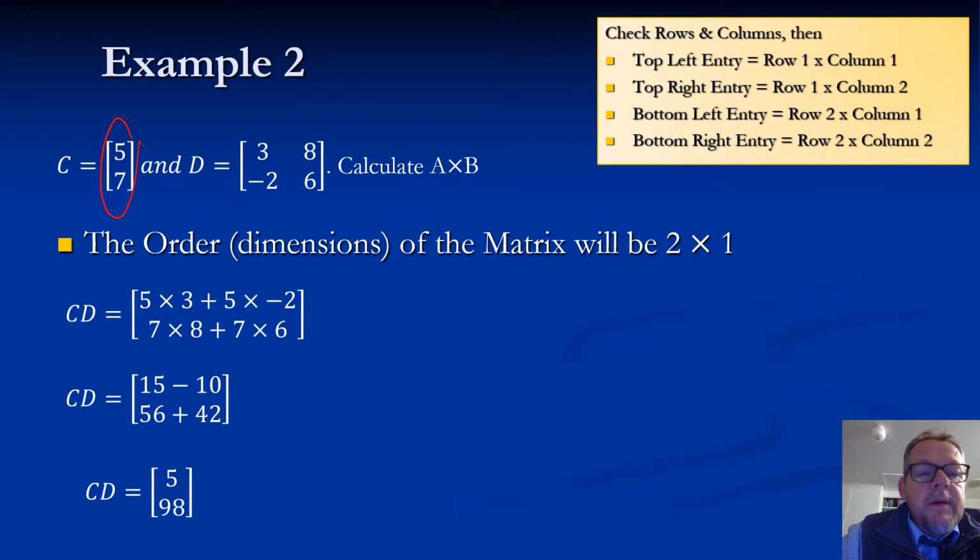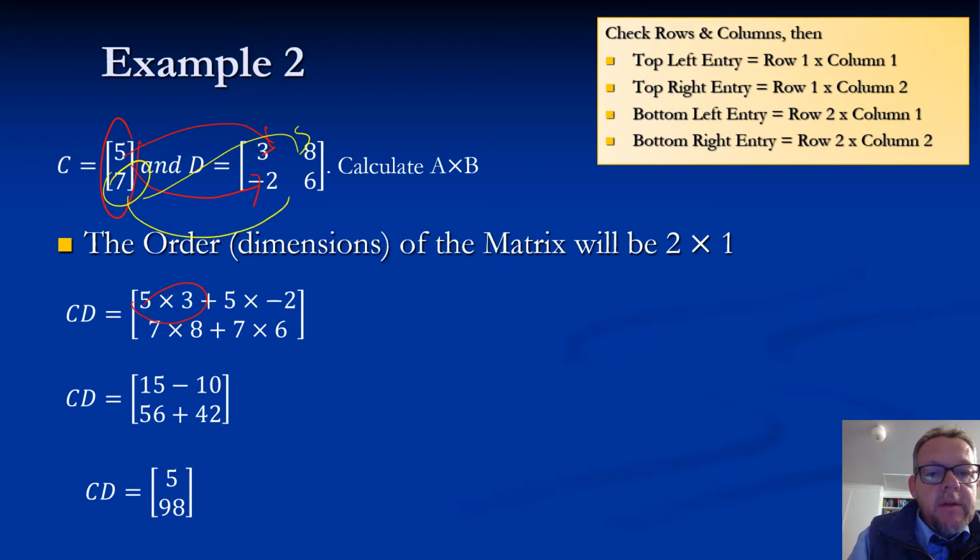We need to multiply rows by columns. So what are we saying? Well, 5 times 3, we've done that, and then plus, not that one, is it? Because we need to go by rows. The first row is 5, then we're going to go by the column. So it's rows by columns. And then let's look at the second row, and it's 7 times 8 plus 7 times 6, and that's what we've got down here. Now we can just simplify those numbers.